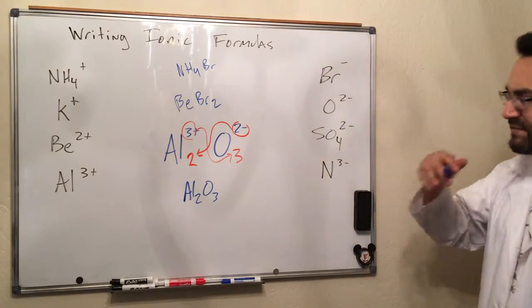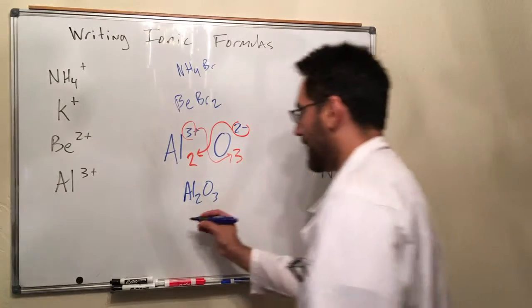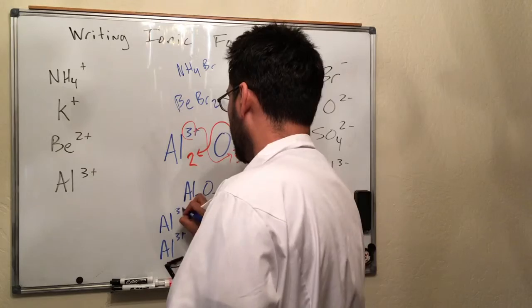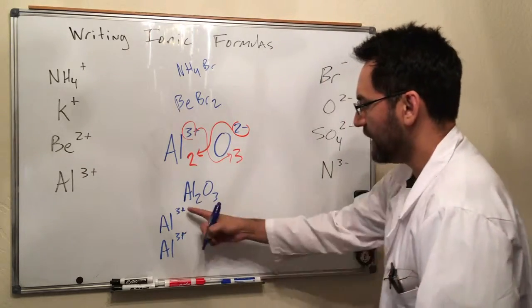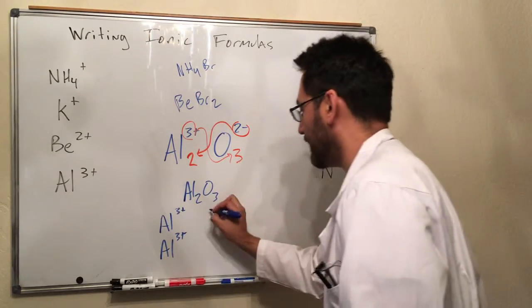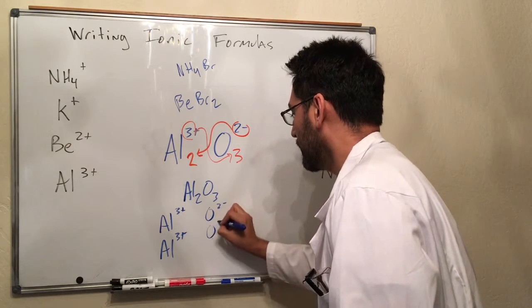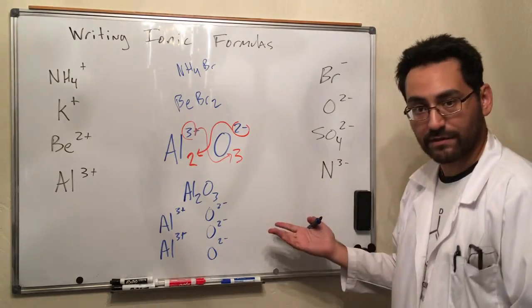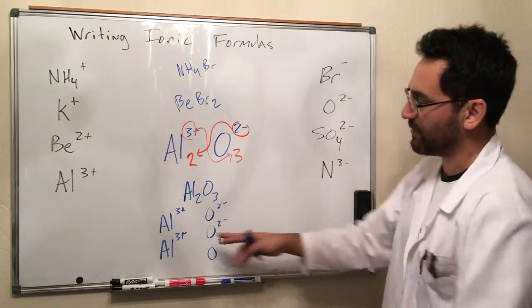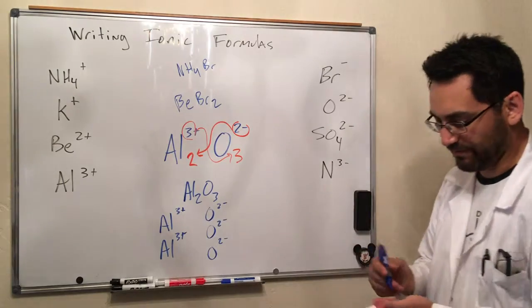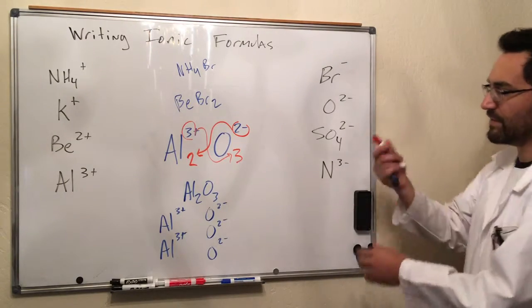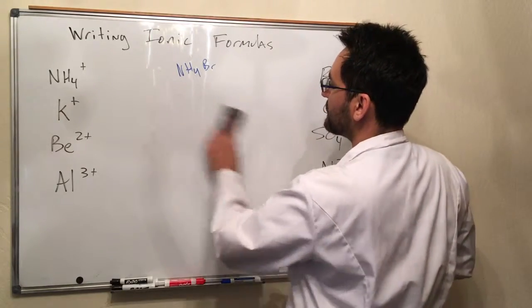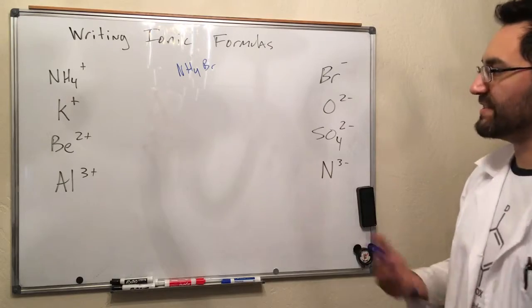And again, let me give you another way to kind of see that. If we have 2 aluminums, each with a 3 plus charge, it makes sense that since this is 6 plus altogether, we're going to need 3 oxygens because 2, 2, and 2 is 6. So that's what this is coming from, Al2O3. So you have this way. Now there's one more step that I haven't shown yet, and that's when you have things with the same charge.